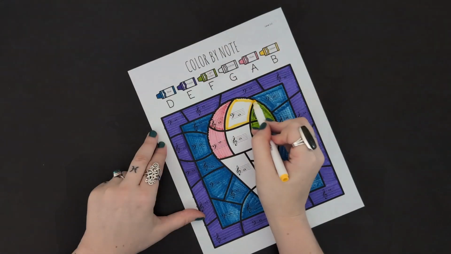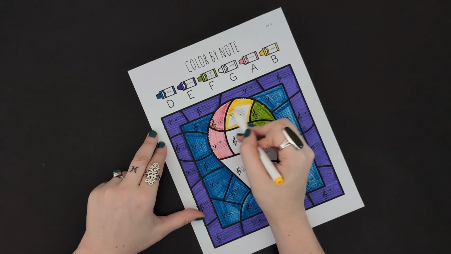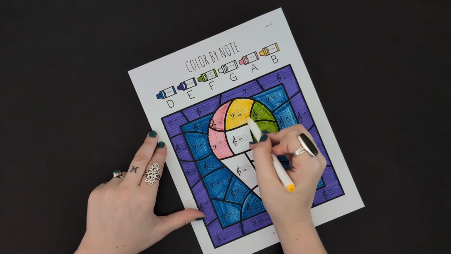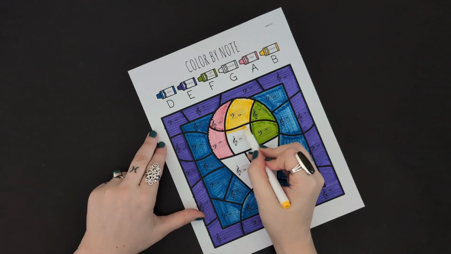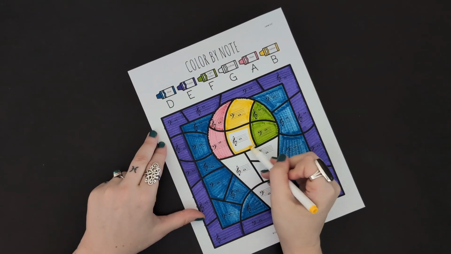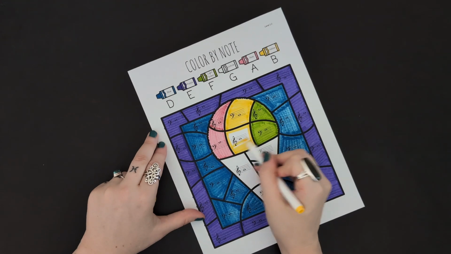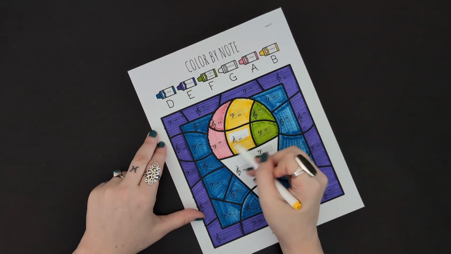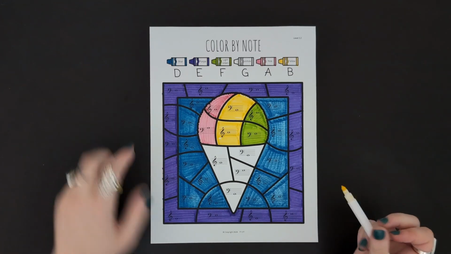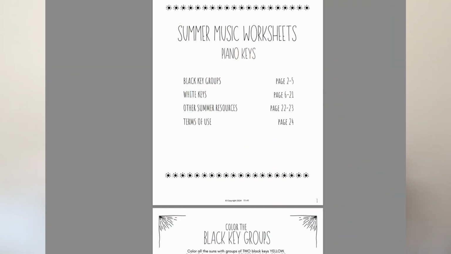This again is perfect if you need an independent activity while a student has 5 minutes left of their private lesson, or if their sibling is taking the lesson and they don't have anything else to do. Give them some coloring sheets. They can work on that. They can review note values, notes on the staff. They can review symbols and musical terms with the coloring sheets. These are color by code, so they're going to be creating these fun little summer coloring pages that they can take home. And then of course we have the worksheets.